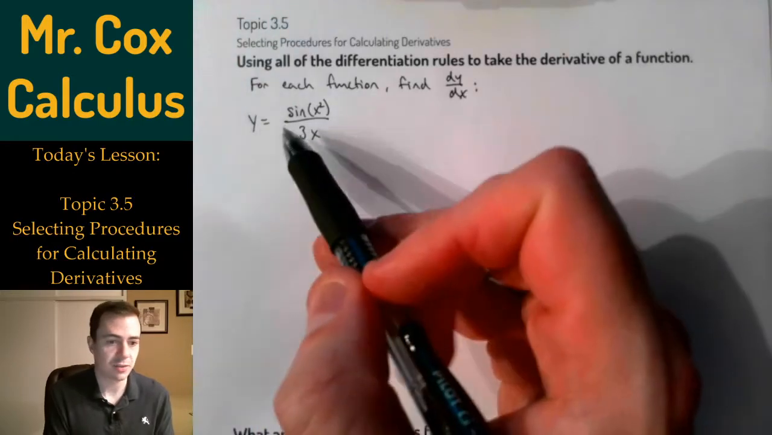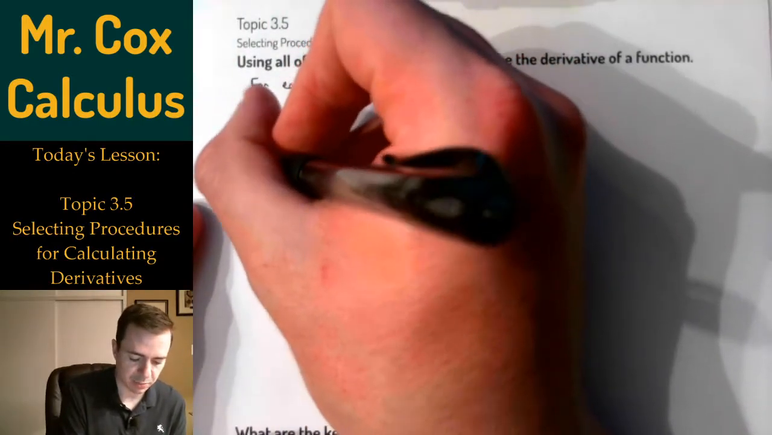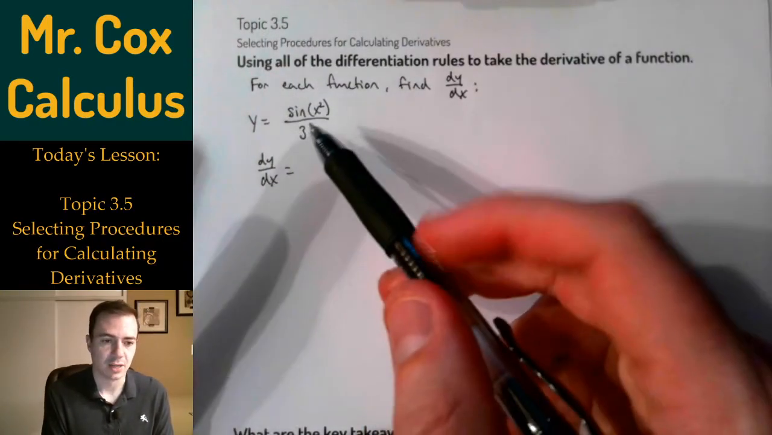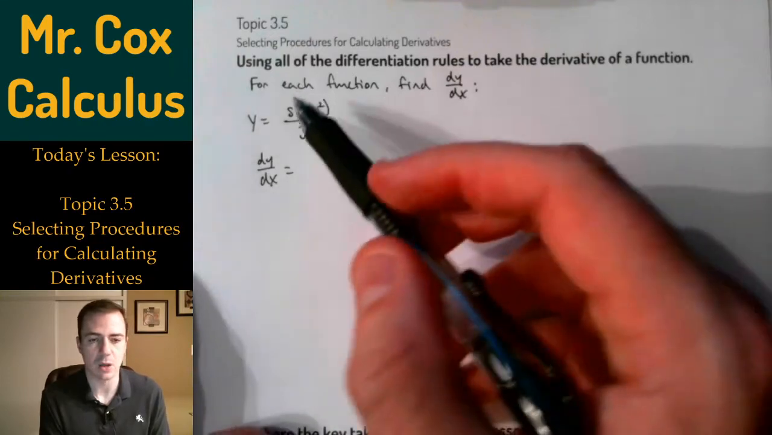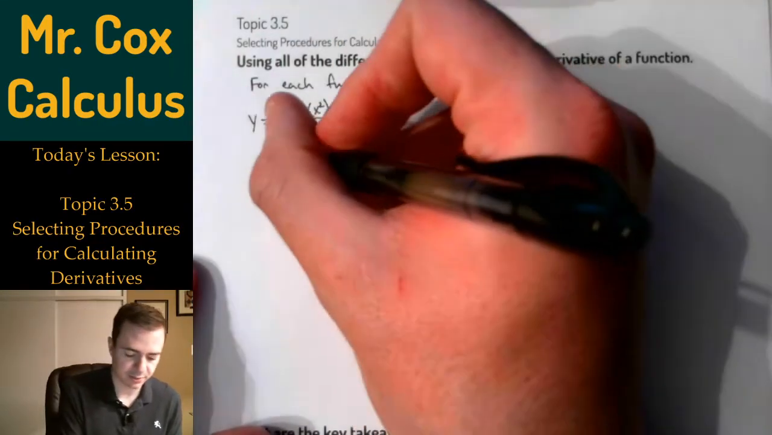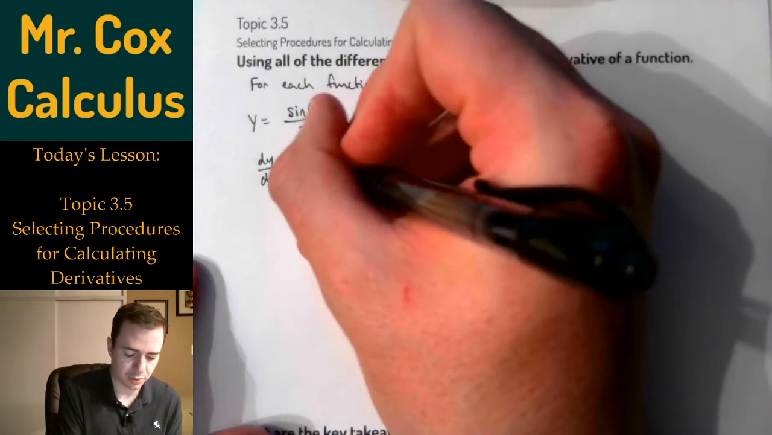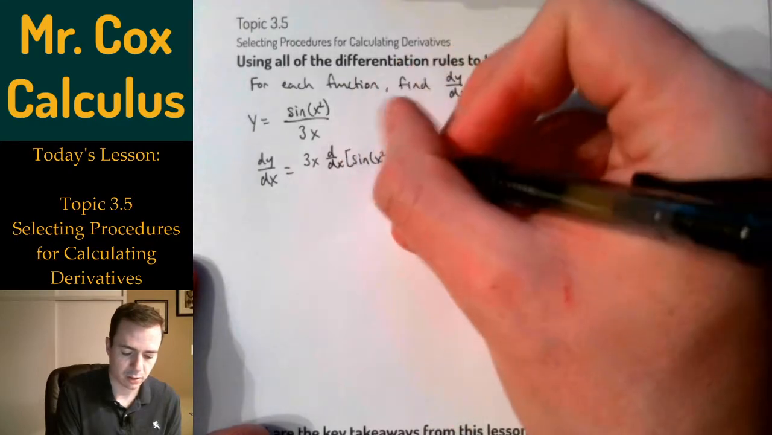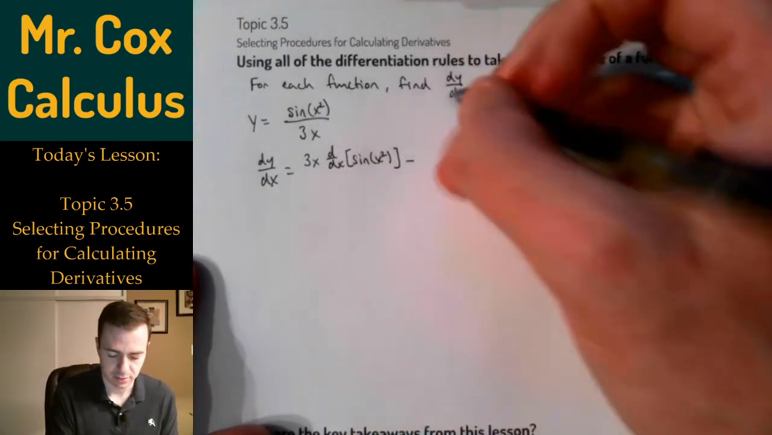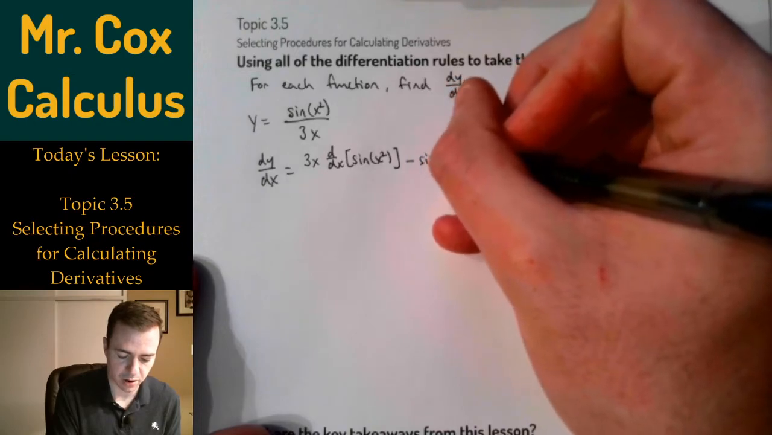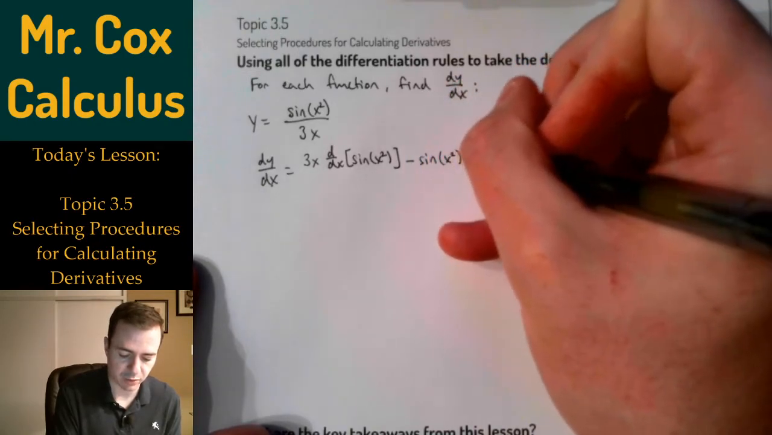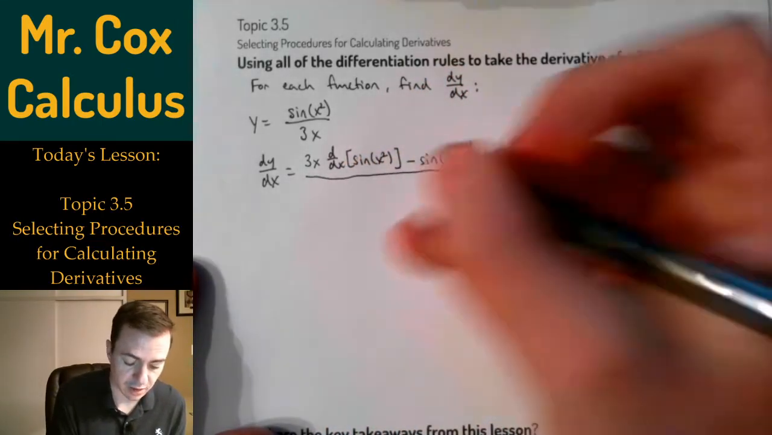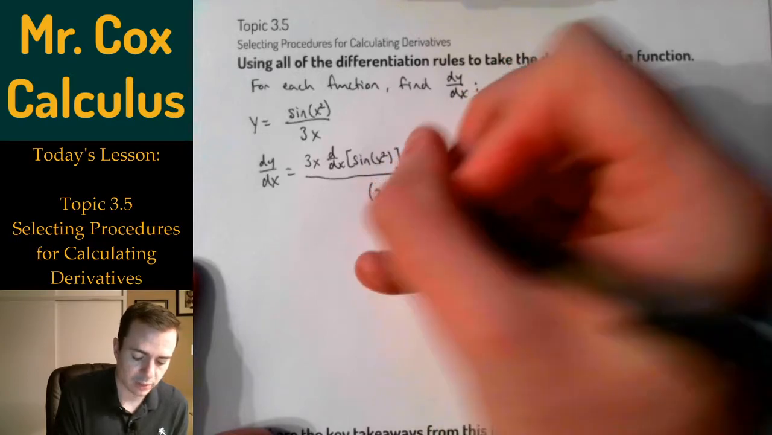So taking the derivative of the left side, that's simply dy dx. And then I need to apply the quotient rule, which says, if you think again of that low d high minus high d low over low squared: 3x times the derivative with respect to x of the sine of x squared, minus the high, sine of x squared, times the derivative of the low, the derivative of 3x. And this is all over the denominator, 3x quantity squared.